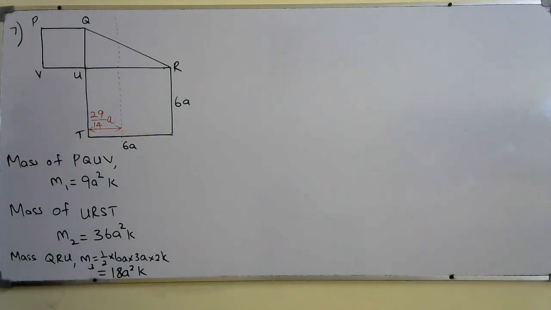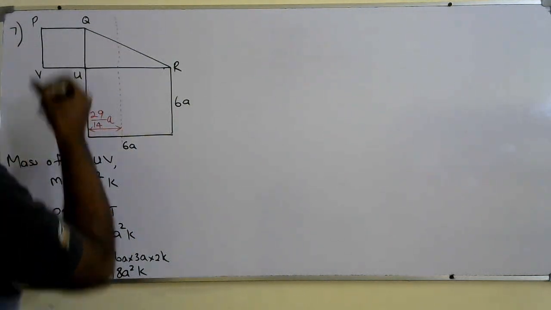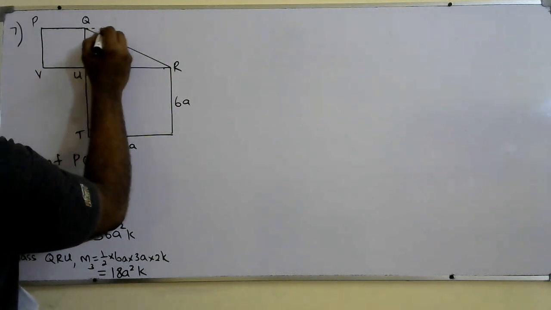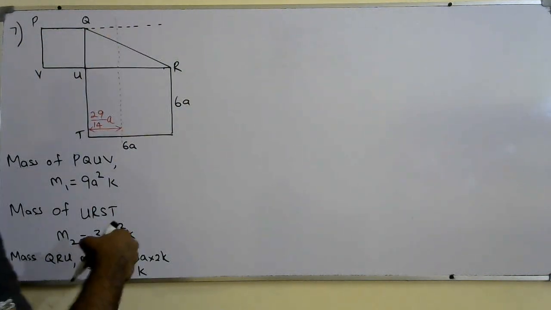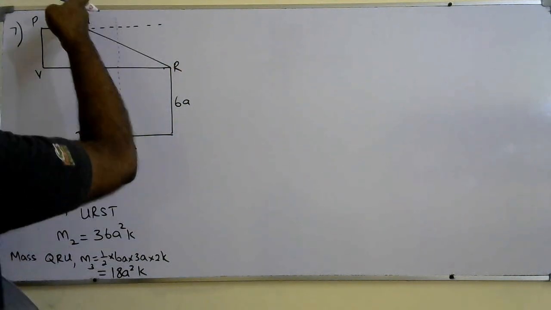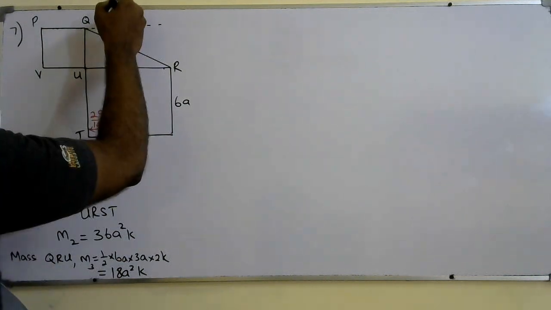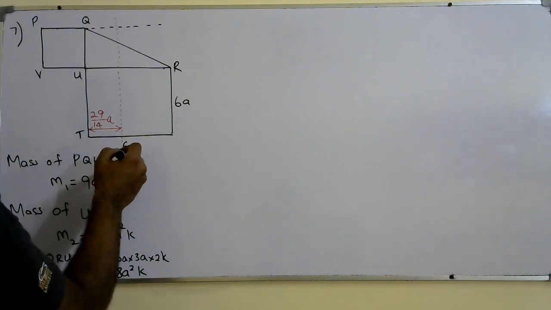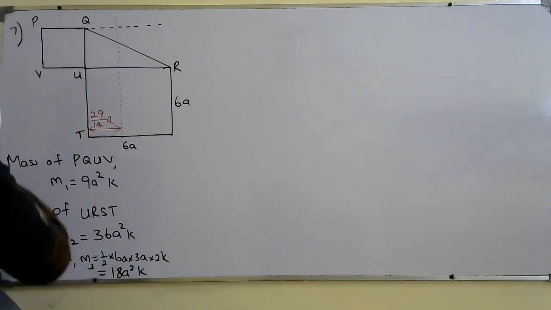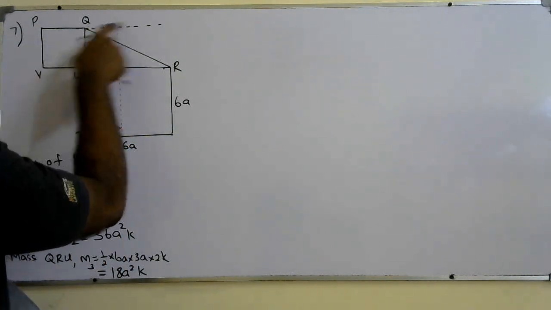Okay, so now we are going to find the center of mass of this lamina from the line PQ, the extended line PQ along this line. We already found the distance of the center of mass from the line QT, which is 29 over 14a. I drew a vertical red dotted line, so the center of mass will be somewhere along this dotted line. Now we need to find the same center of mass from the line PQ.